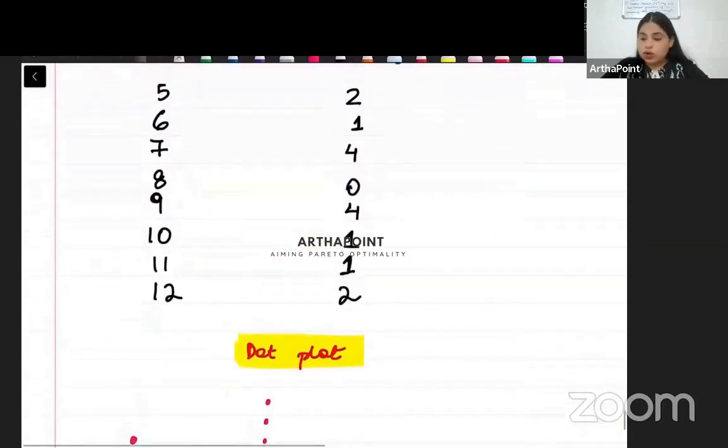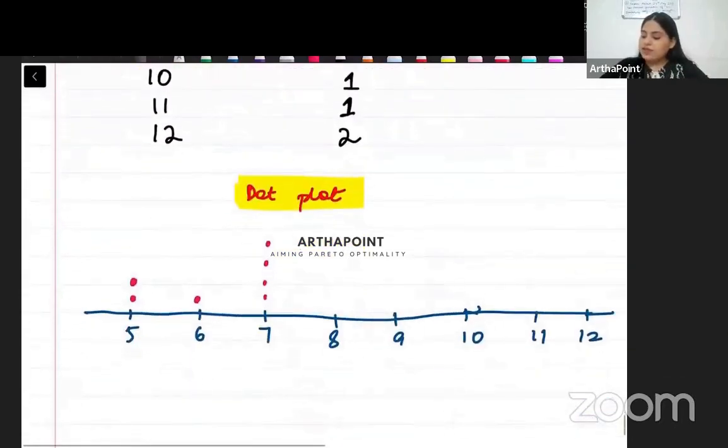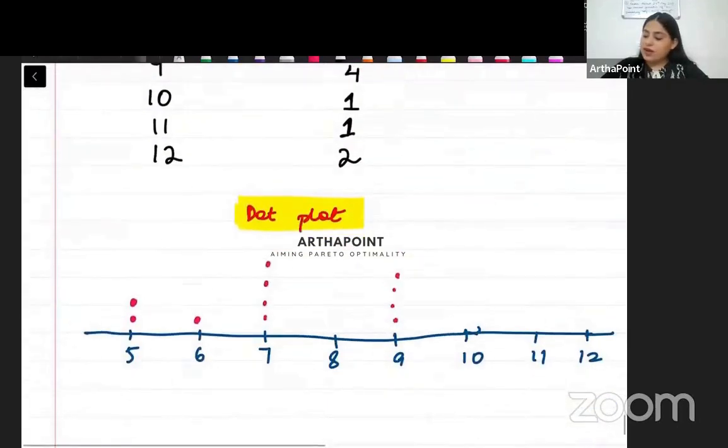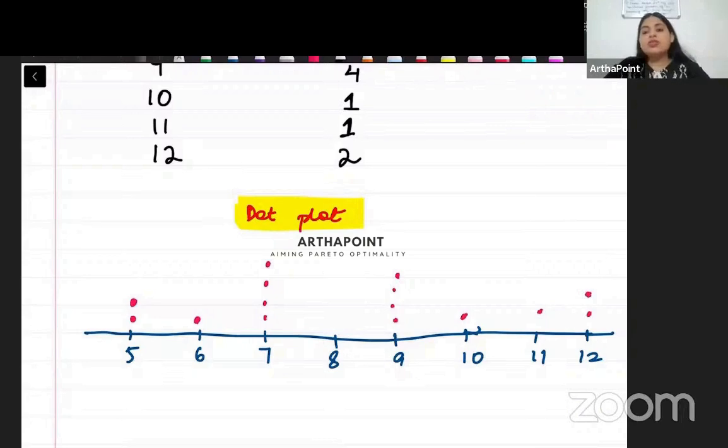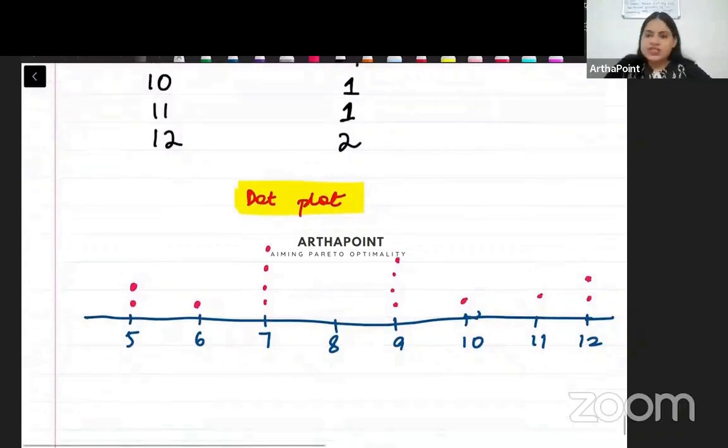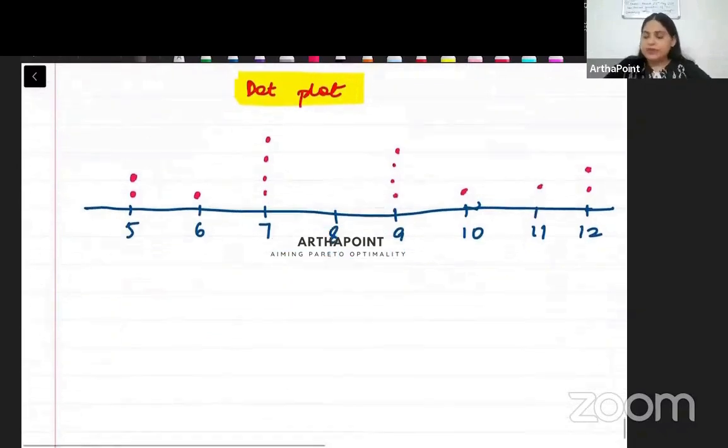With 8, I have 0 dots. So no dot. With 9, I have 4 dots. Right? With 10, I have 1. 11, I have 1. And 12, I have 2. So when you show them like this in a dot process, that is called a dot plot. बहुत simple है. The word itself is suggesting what should be done.